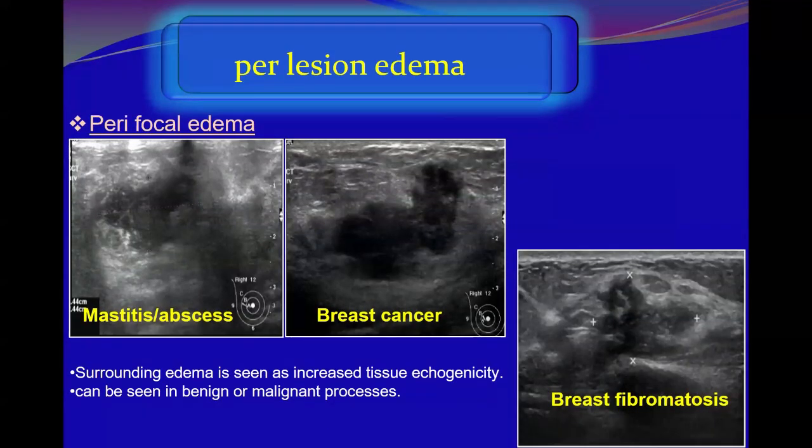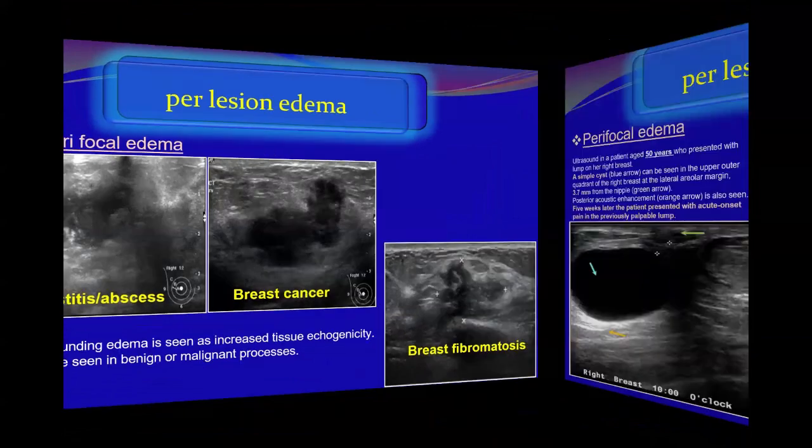Here are other examples of perifocal edema. The previous examples were breast cancer, but these again are aggressive or highly suspicious lesions, however, representing a benign process in this example and this example, while this example is also breast cancer. Look how these lesions simulate each other and are associated with perifocal edema, which makes it more challenging. That's why the presence of perifocal edema is a suspicious feature to be added to other morphological characteristics of the breast lesions.